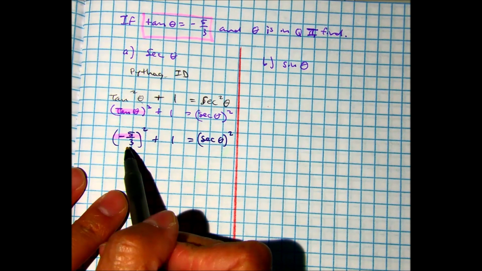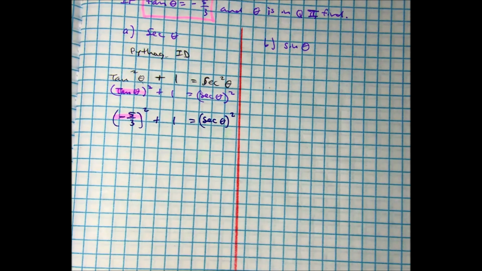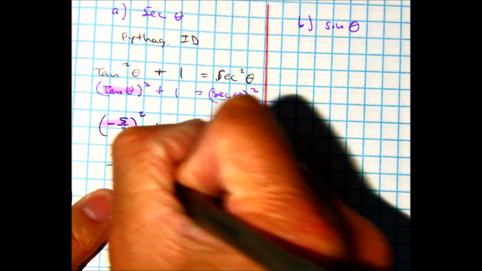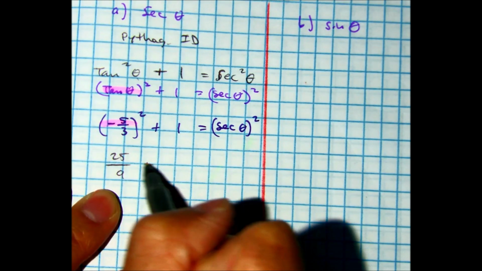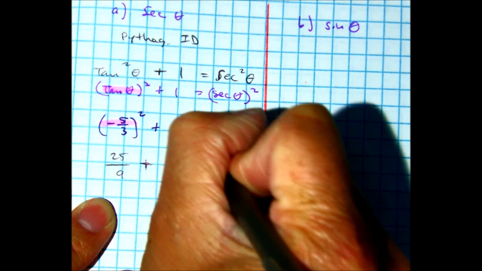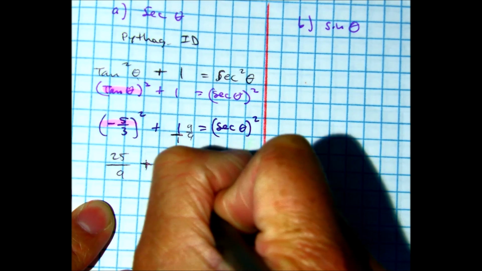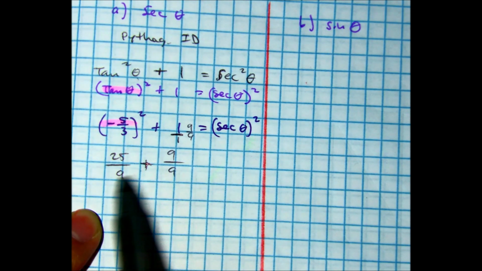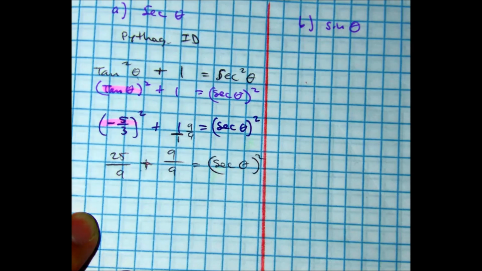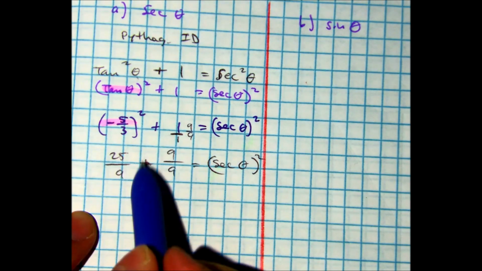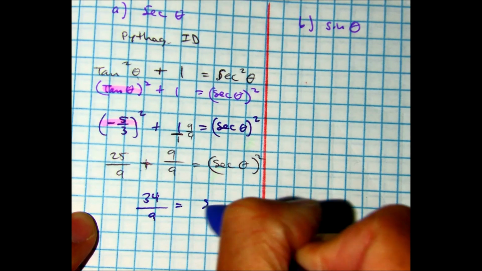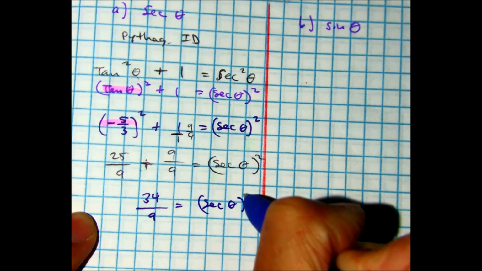Negative 5/3 times negative 5/3 is 25 over 9. How do you make 1 a fraction? Put it over 1, and someone said 9 over 9, so this is really 25 over 9 plus 1, or plus 9 over 9. 25 plus 9? So I have 34 over 9 equals secant of theta squared.